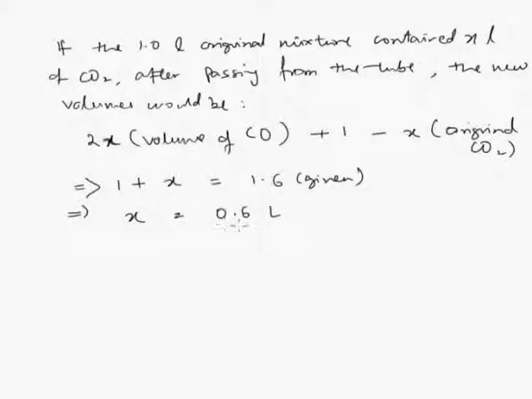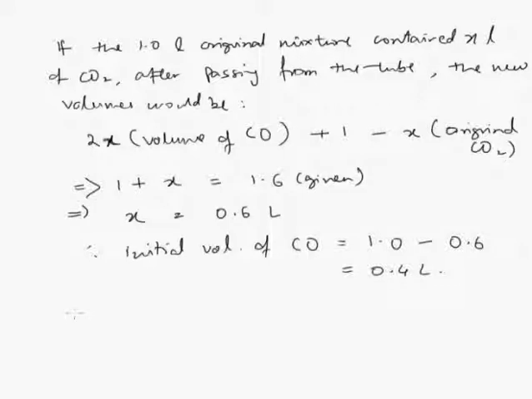So now that we've calculated X as 0.6 liter, we can see that the initial volume of CO will be equal to the total volume, which is 1.0 liter, minus the 0.6 liter, which is equal to 0.4 liter.